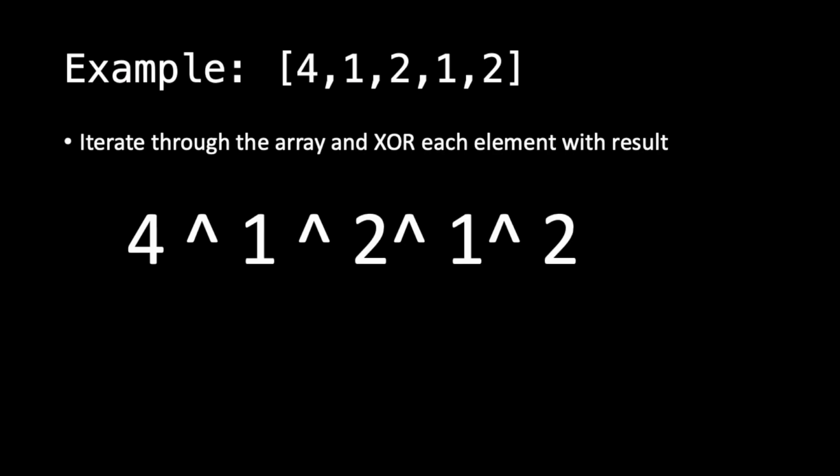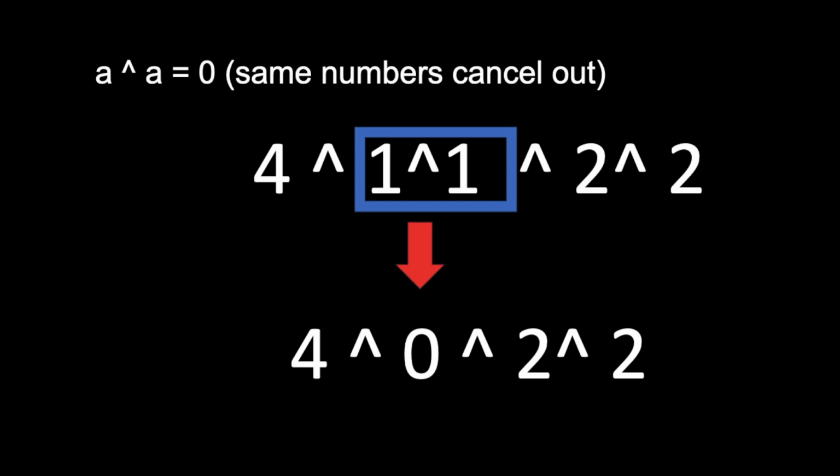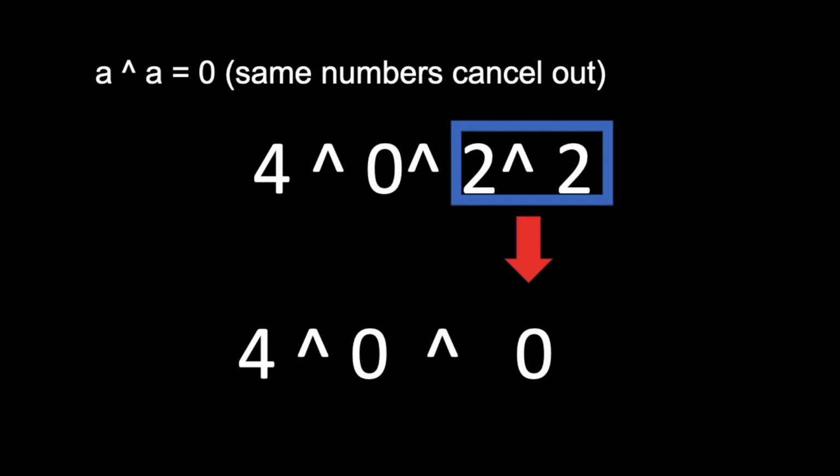For example, now let's look at the visual representation of solving this problem. Let's say we are given the example 4 1 2 1 2. We will XOR each and every element, but we can rewrite the same thing in this way. That means we can club the same elements together. So we will bring 1 1 together, and in the same way we will bring 2 2 together. Now 1 XOR 1, that means the same element, will cancel out and result in 0. In the same way 2 XOR 2 will cancel out and return 0.